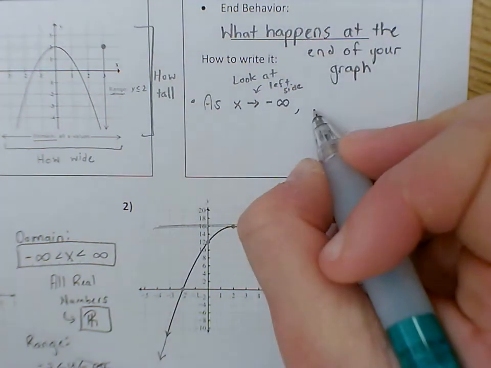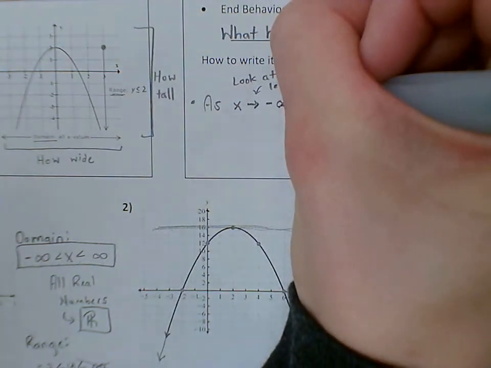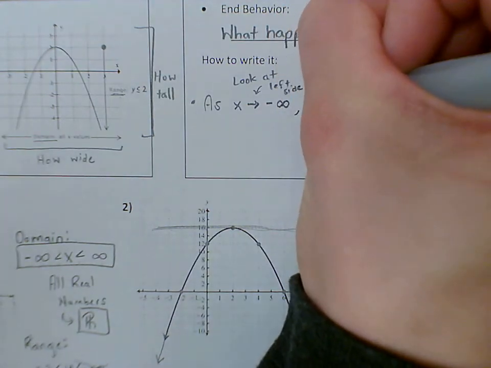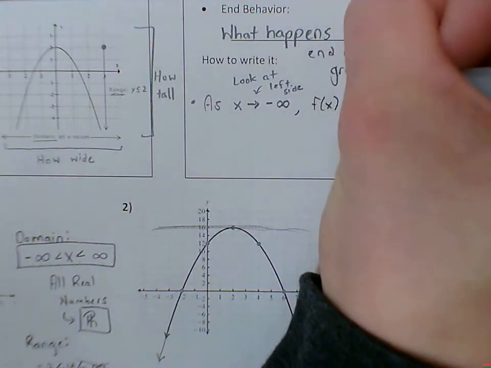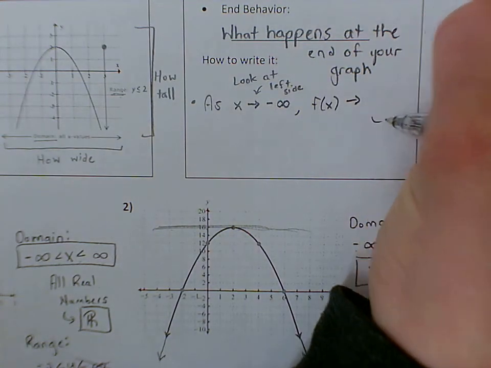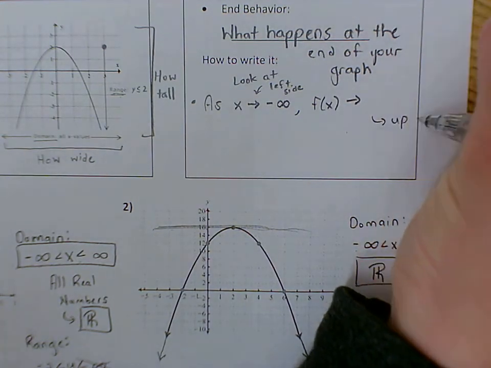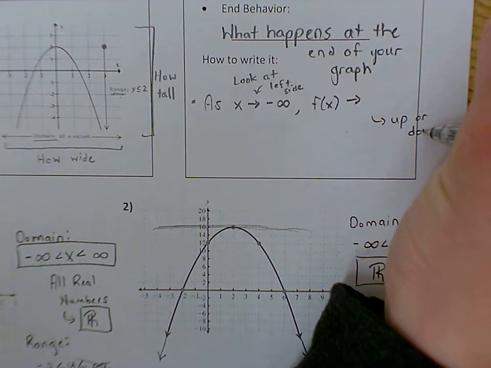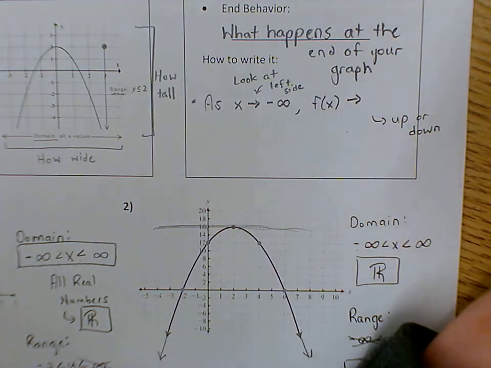Okay, and then you're going to look at what the function is doing there. So another way of writing functions is like that, and you're going to tell what's happening at the end of that function. And this part is you're going to be telling, does it go up or down? Okay, and there is a way to write that, but that's essentially what you're doing.